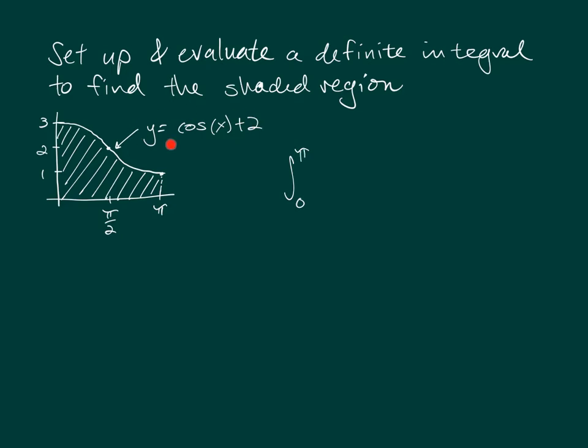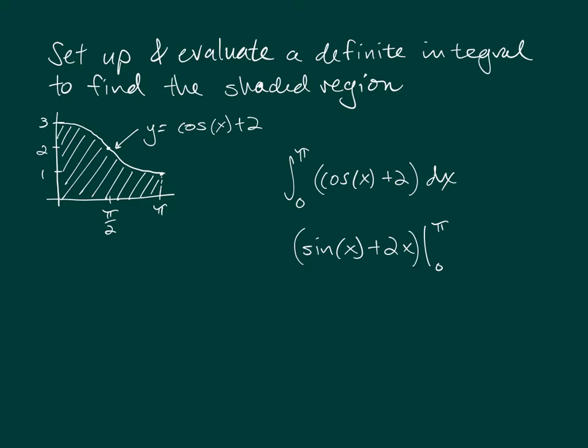And this is the function here. So we can say the definite integral from 0 to pi of cosine of x plus 2 dx. And so from here we can just follow the rules of antidifferentiation and get that the antiderivative of cosine x plus 2 is sine of x plus 2x, and we're evaluating that from 0 to pi.